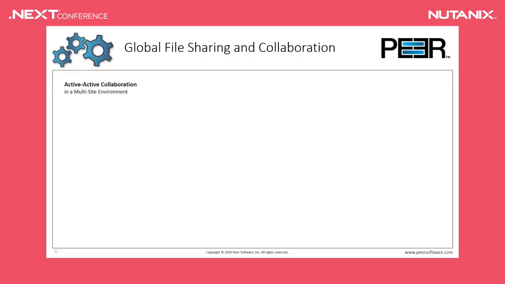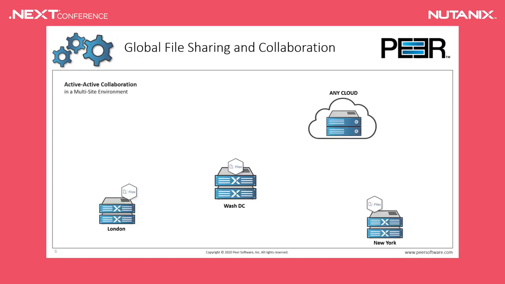Let's go ahead and jump into some architectural diagrams. First up, we'll talk about the notion of file collaboration. In this example, we'll have storage devices in London, Washington, D.C., and New York. We'll have AOS clusters with Nutanix Files sitting on top of each of those.